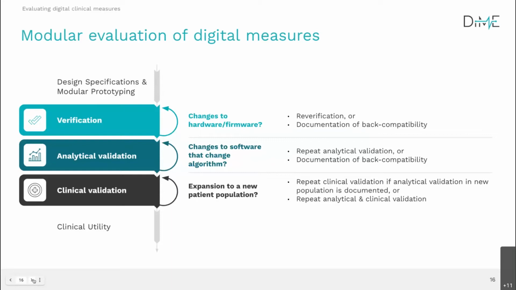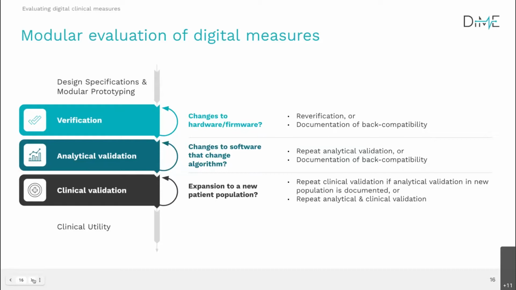No. When you deploy the V3 framework, you can simply complete re-verification to confirm that the output data from the technology still meets the needs of your measure, and/or you can get documentation from your tech colleagues to prove that there's still backward compatibility of the data, even with the new operating system, for example.